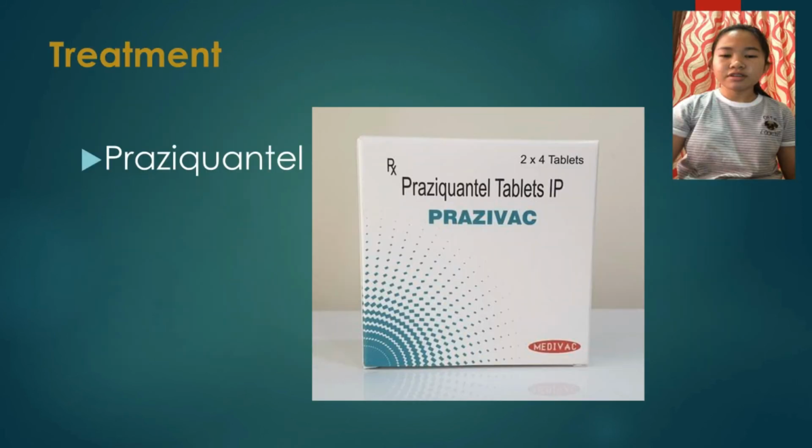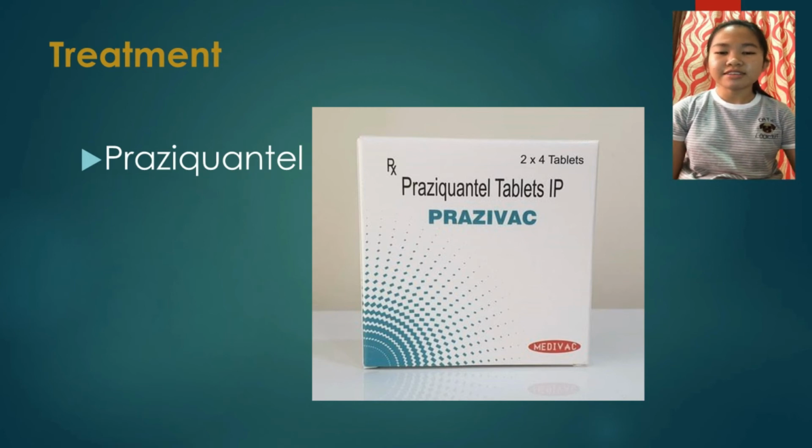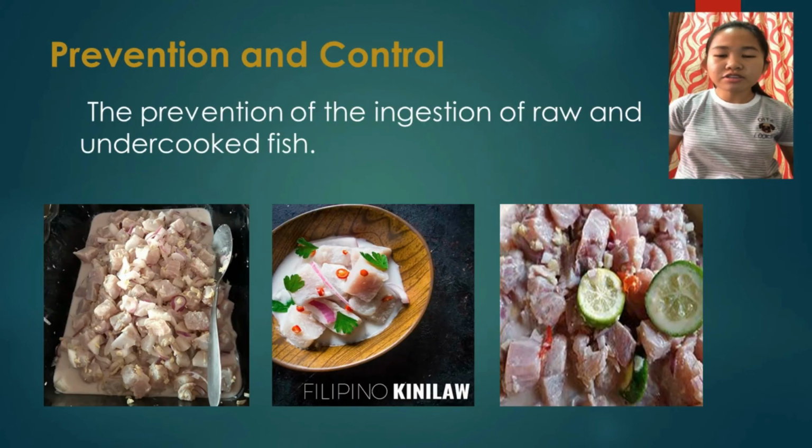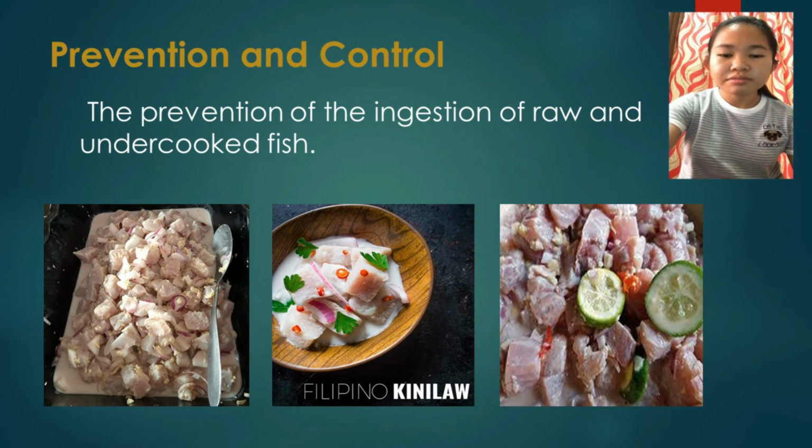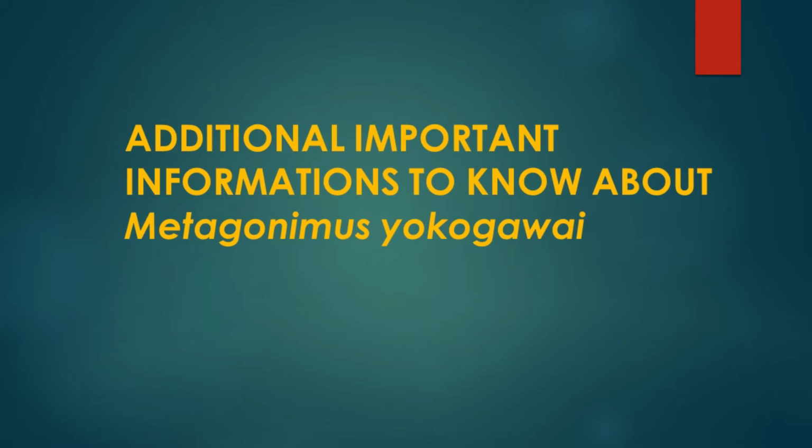The treatment for metagonimiasis is a positive cure. The drug of choice for metagonimiasis is praziquantel. Prevention and control is avoiding eating raw or uncooked fish. Additional important information to know about Metagonimus yokogawai.